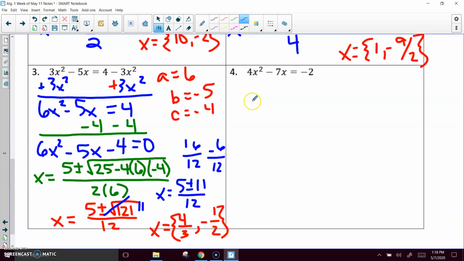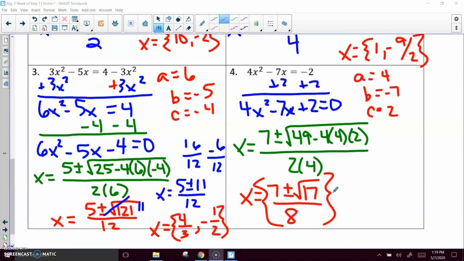All right, select pause and work through number 4. You will notice on number 4 that underneath the square root, it calculated out to be 17. Because we do not know the square root of 17, we leave our answers like this. These are going to be the more common answers you will find with the quadratic formula, where you cannot do anything to simplify what's under the square root. So we leave our answer like that.